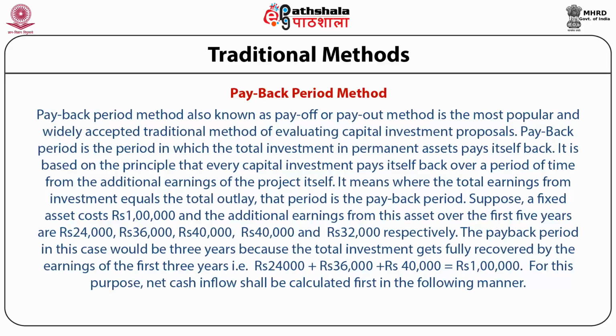Suppose a fixed asset costs rupees 1 lakh and the additional earnings from this asset over the first 5 years are 24,000, 36,000, 40,000, 40,000 and 32,000 respectively. The payback period in this case would be 3 years because the total investment gets fully recovered by the earnings of the first 3 years, that is 24,000 plus 36,000 plus 40,000 is equal to 1 lakh.